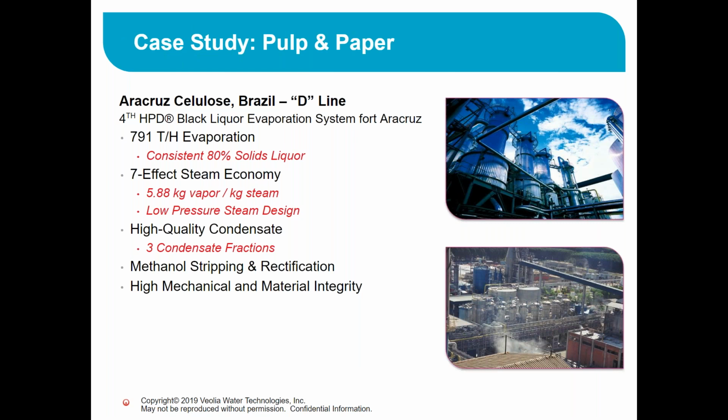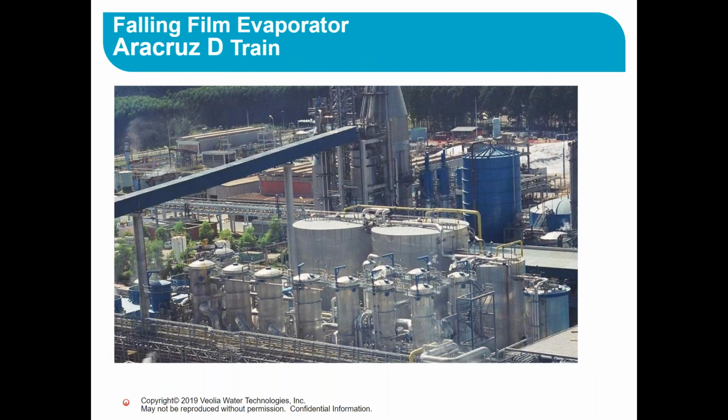And then Veracruz, you'll see several of them here. We go backwards to the D line, which makes 80% solids. I think it was the first system in the world to use 7-effect economy and low pressure steam. And it made 3 condensate fractions, which we had some control of, and methanol stripping and rectification there. And some more photos of the D line at the giant Veracruz mill.